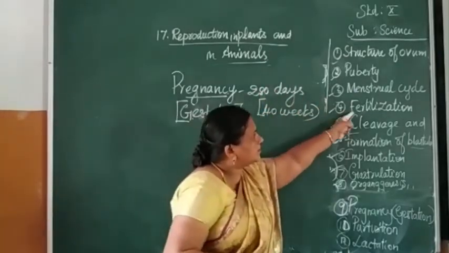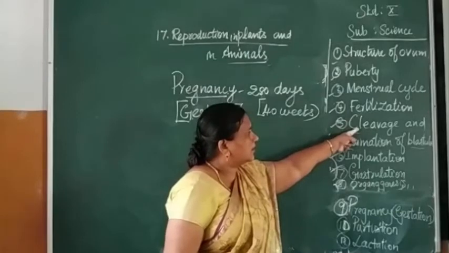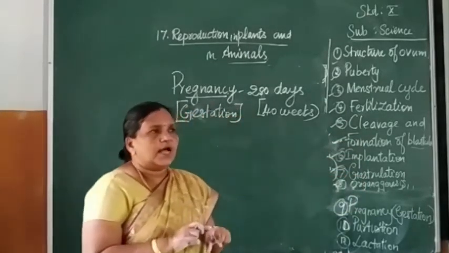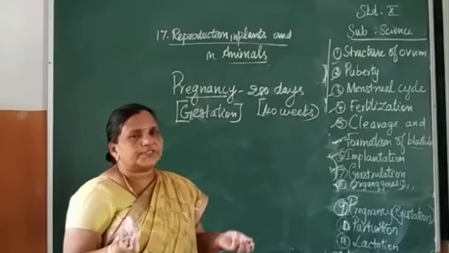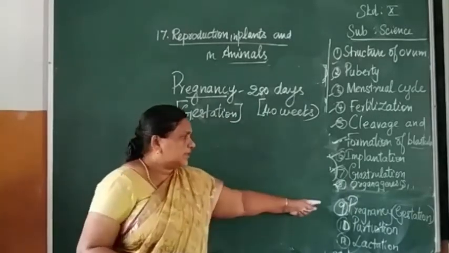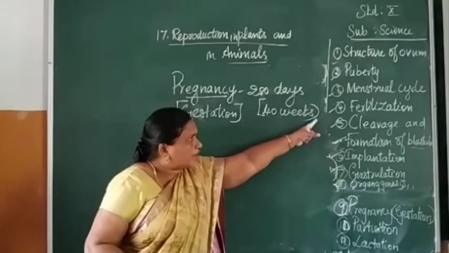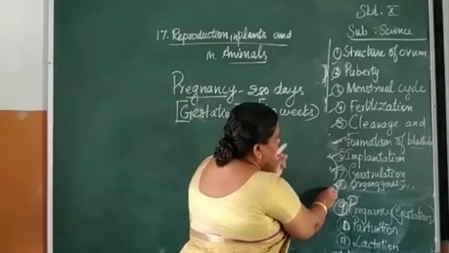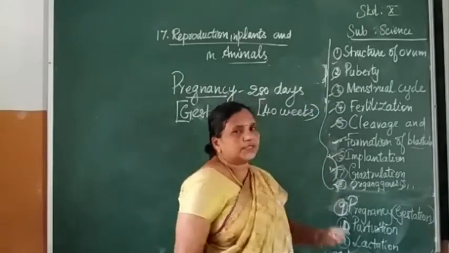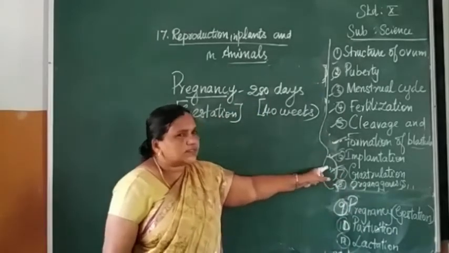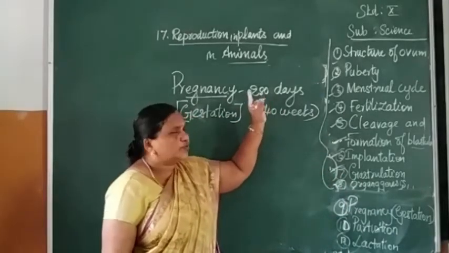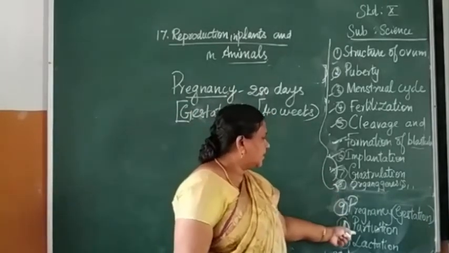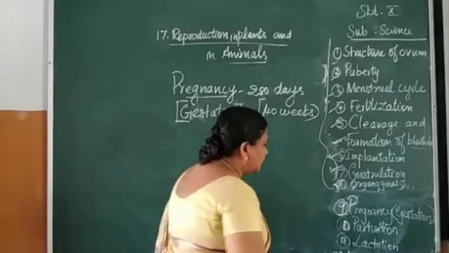All these processes, starting from the fertilization, cleavage, formation of blastula, implantation, gastrulation, organogenesis. After the organogenesis, when the formation of the baby is fulfilled, that time from fertilization to this organogenesis comes under the pregnancy. So all these processes will be happening for 280 days or 40 weeks. After the pregnancy, the last, 10th one is copulation.